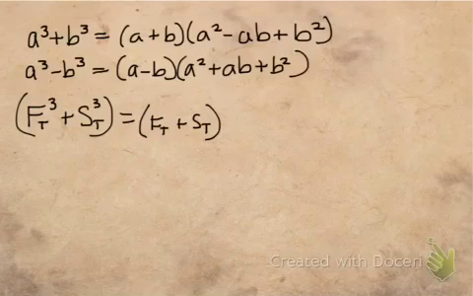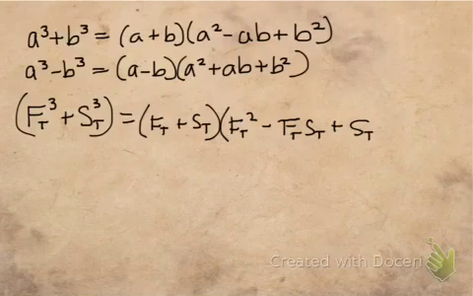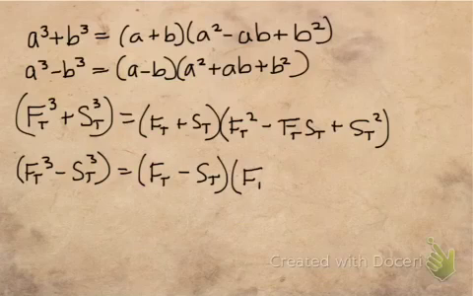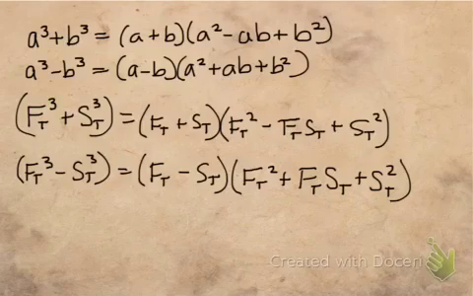Now you can also use any variable you want. So in this case f is representing first, t representing thing, and s is representing second. So this is the first thing cubed plus the second thing cubed is going to be the first thing plus the second thing times the quantity first thing squared minus first thing times second thing plus second thing squared. It also works for the subtraction one. So first thing cubed minus second thing cubed is first thing minus second thing times the quantity first thing squared plus first thing second thing plus second thing squared.